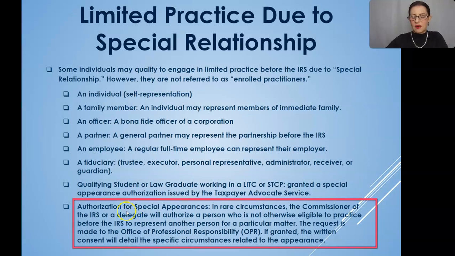Now, the last one on the list is authorization for special appearances. I've personally never encountered this in practice myself. I do know that it exists. The only examples that I've ever seen have been for military personnel. So in rare circumstances, the commissioner of the IRS or a delegate will authorize a person who is not otherwise eligible to practice before the IRS to represent another person for a particular matter. The request is made to the Office of Professional Responsibility. If granted, the written consent will detail the specific circumstances related to the appearance. And like I said, the only time that I've ever seen an example of this was for military personnel.